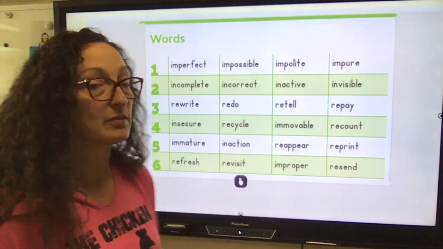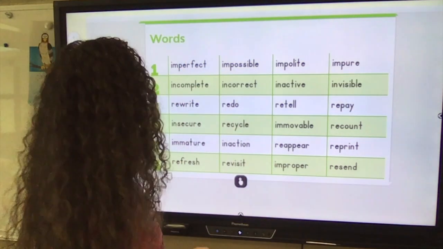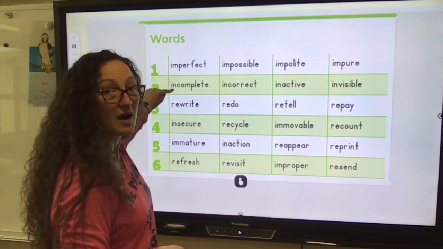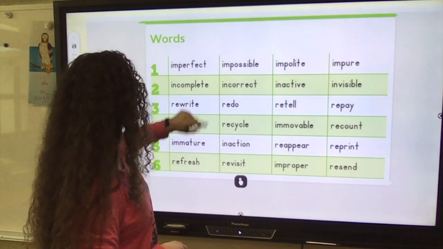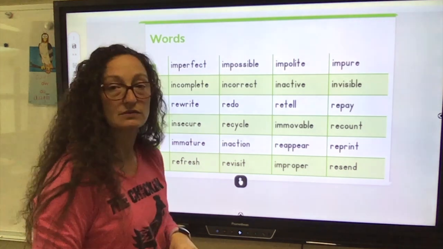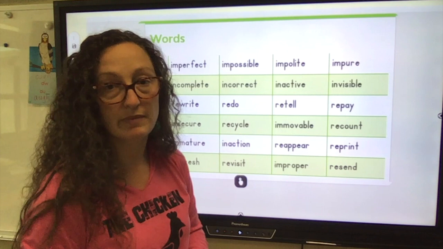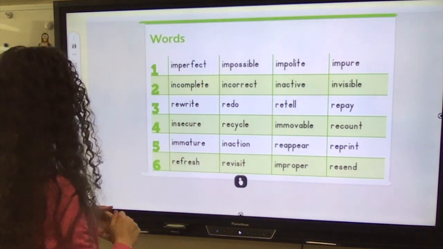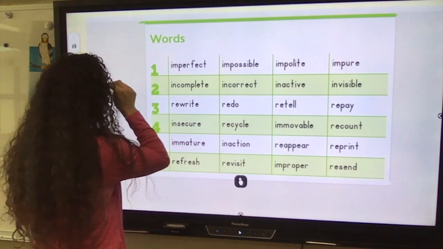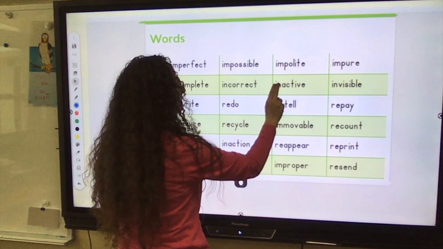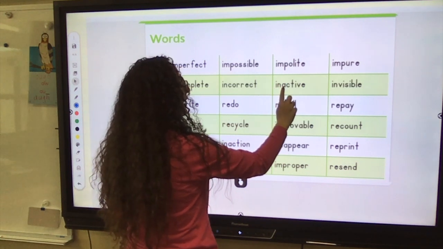So remember, we're talking about in and im as not or opposite of their root or base word, and then re is to do something again. Those are our prefixes we talked about this week. We'll just jump right in. All right, first sound, in, act.